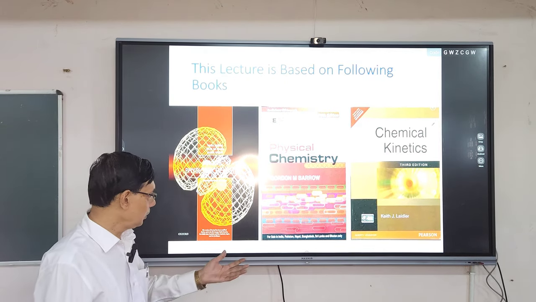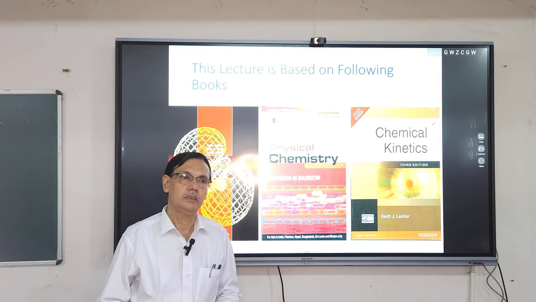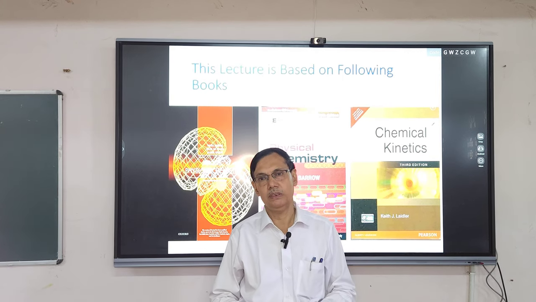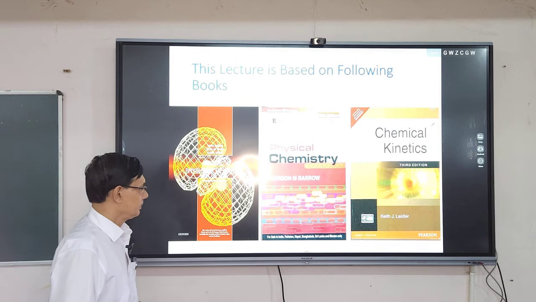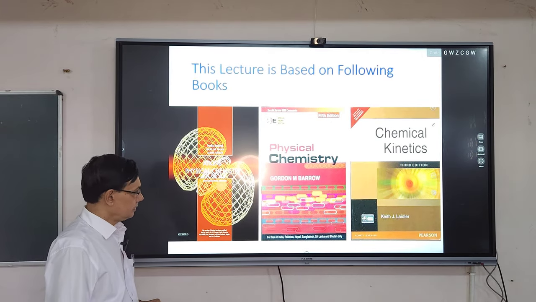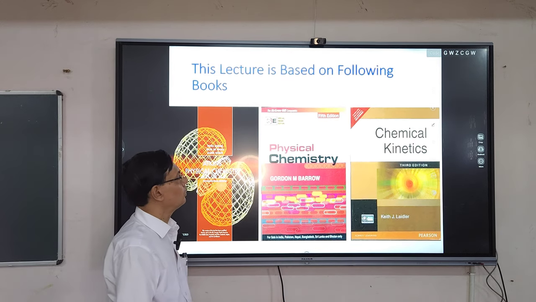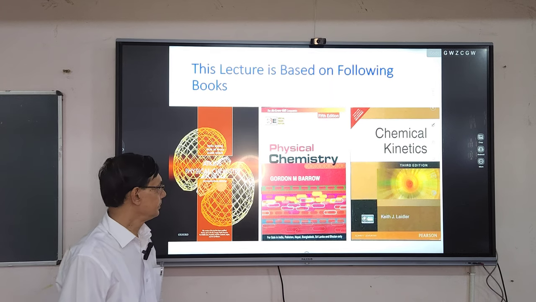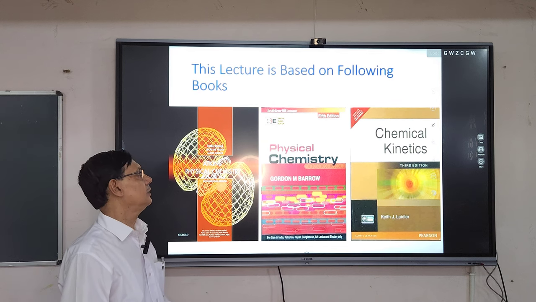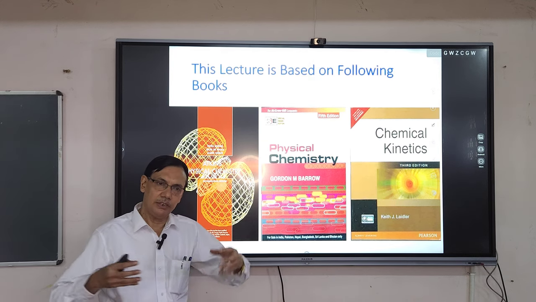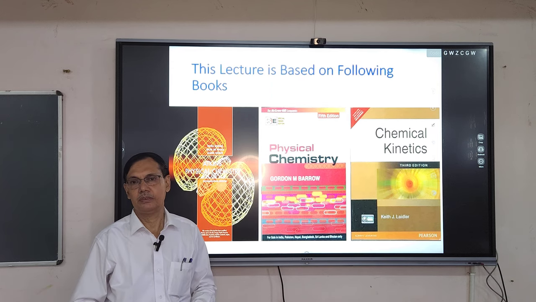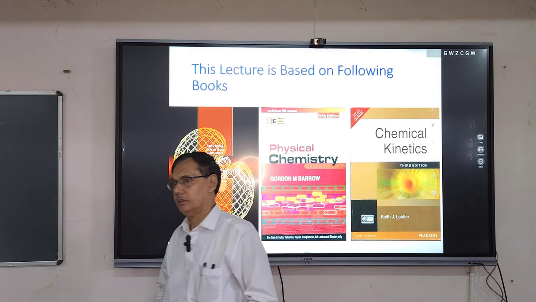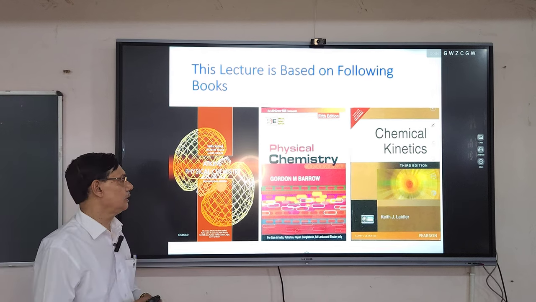Because if you go through the literature, you will find different derivations of this collision theory. But I am using these two important books for simple derivation. And because you know that collision theory is based on different types of molecular collision, you must know something about the types of the molecular collision. You must know something about the Maxwell distribution of molecular velocity.